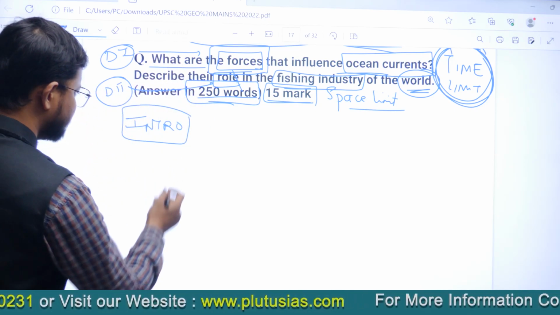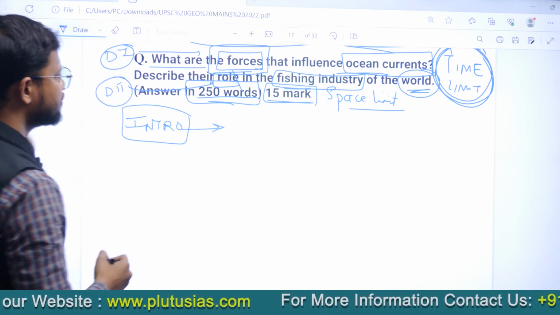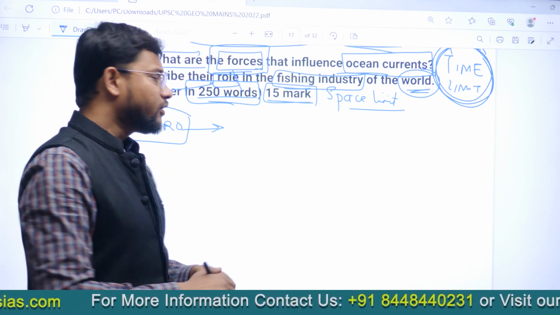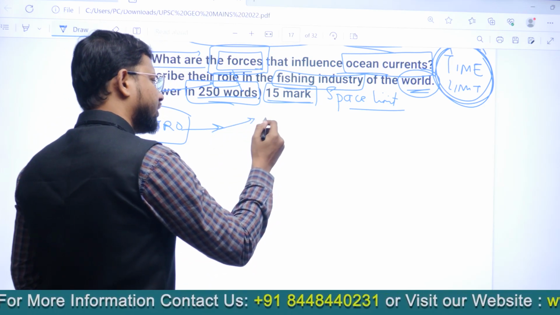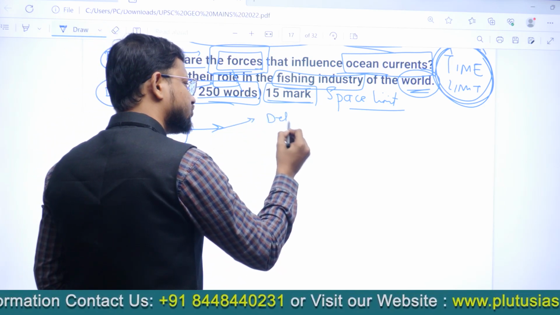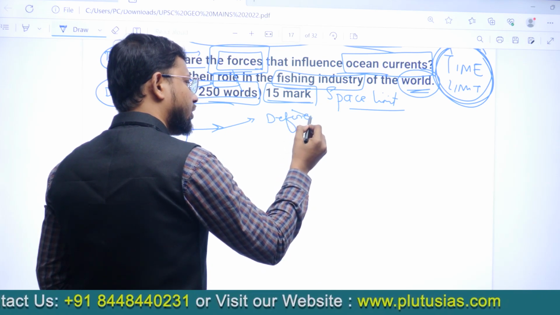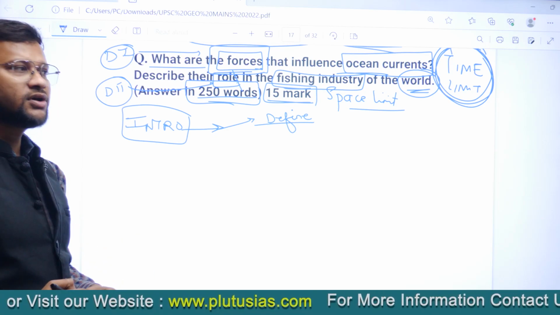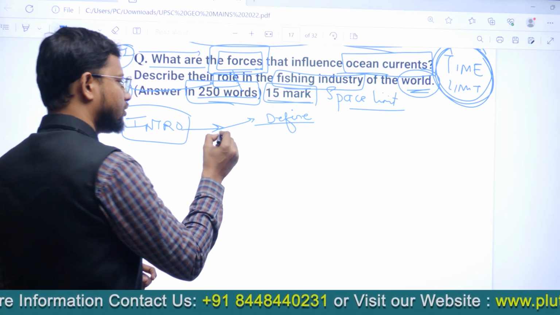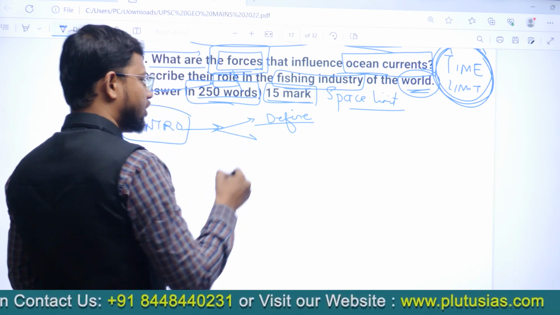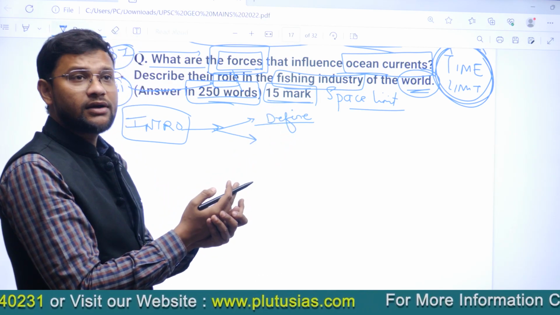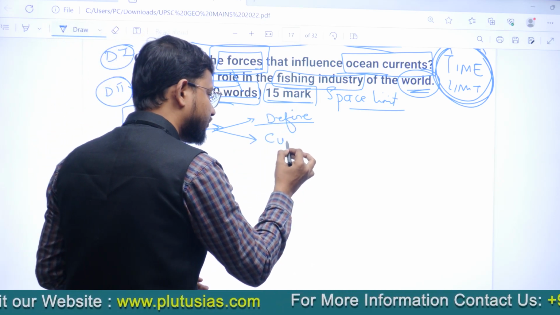Now, the question is what are the forces that influence ocean currents. Here you will find there are multiple ways to begin. You can start with the definition of ocean currents. Then you can write it with any other current affairs event.